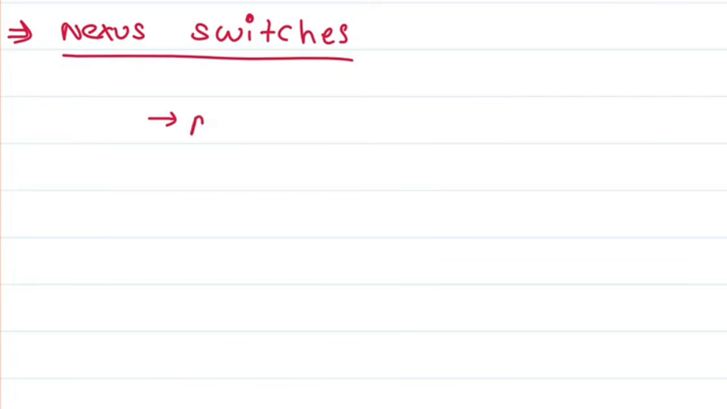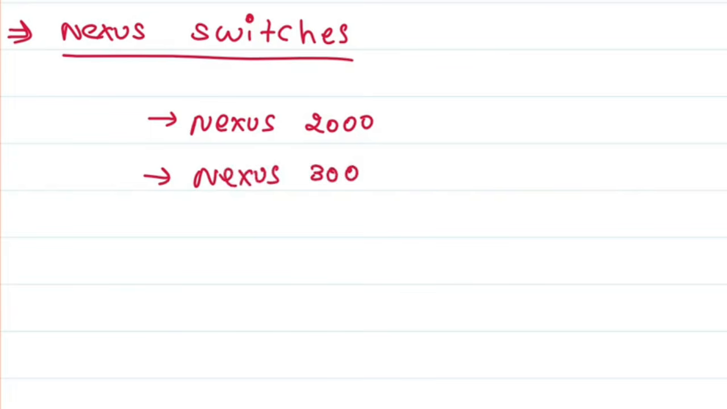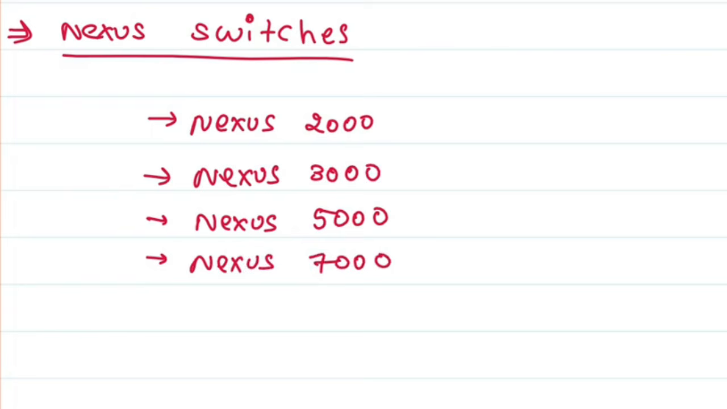So in the Nexus family, first we have the Nexus 2000 series, Nexus 3000, Nexus 5000 series, Nexus 7000 and Nexus 9000. Like I said, today most of the time we are using Nexus 9000 series switches, and 9000 series is a product family. In 9000 also we have 9200, 9300, 9500. So we have families like this.